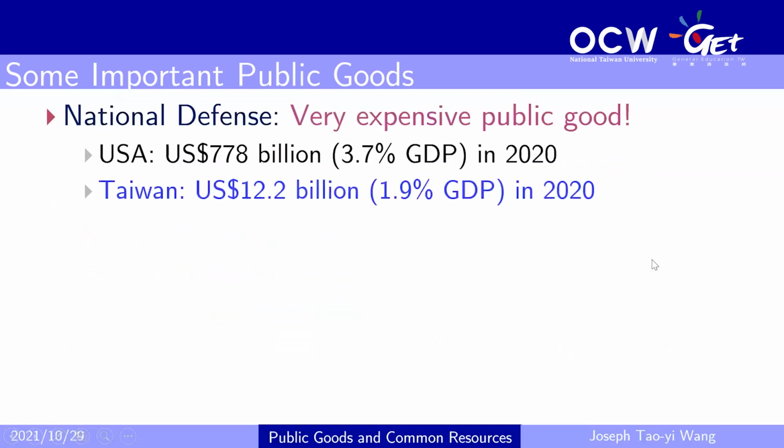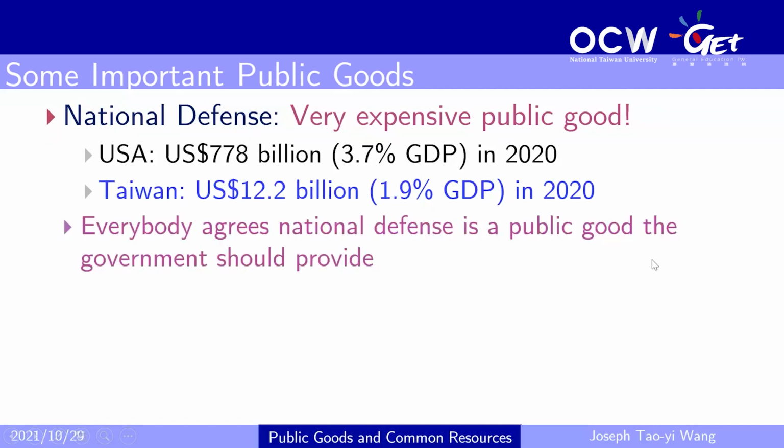So here are some examples of important public goods. National defense, very expensive. The US spent 3.7% of its GDP in 2020, 778 billion US dollars. Compared to that, Taiwan only spends 1.9% of its GDP. That's something that I think we should improve on. And so it's only 12.2 billion US dollars. I believe the Congress has just passed several special budgets to boost the national defense expenditure, at least this year and beyond. So that's a very good example of public goods.